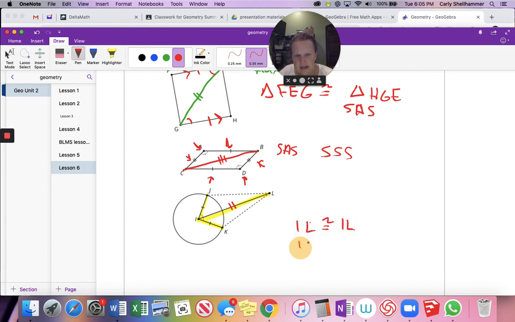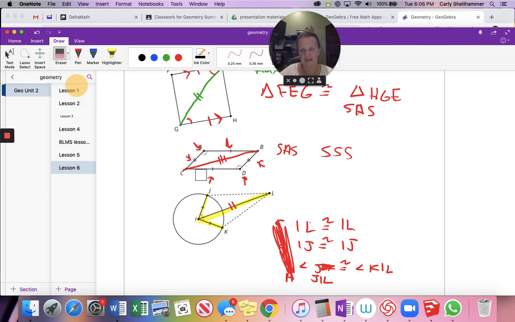And then I can say IJ is congruent to IJ, and angle JIL is congruent to KIL. So I have side, angle, side. Not in that order though, because that order's bad. Remember, this angle, I'm going to take a second and do one more thing.